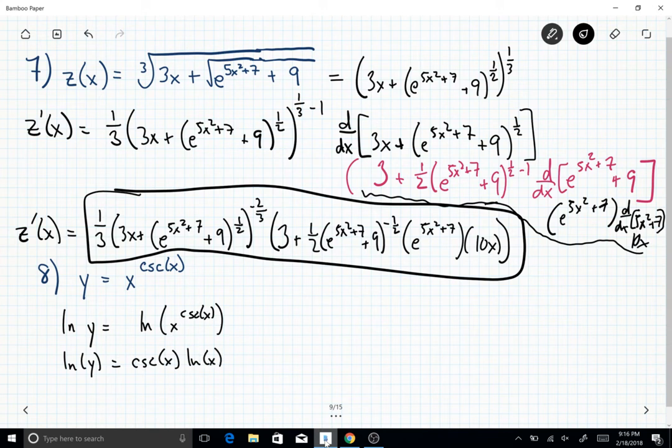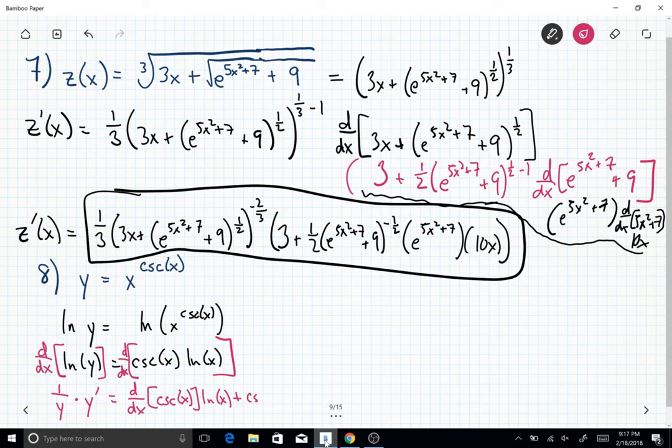Now we can take a derivative of both parts with respect to x. This ties into the implicit differentiation stuff you've probably been dealing with, because the derivative of natural log of y is 1 over y times y prime. On the right hand side, we need to use the product rule, so this becomes the derivative of cosecant x times natural log of x, plus cosecant x times the derivative of natural log of x.